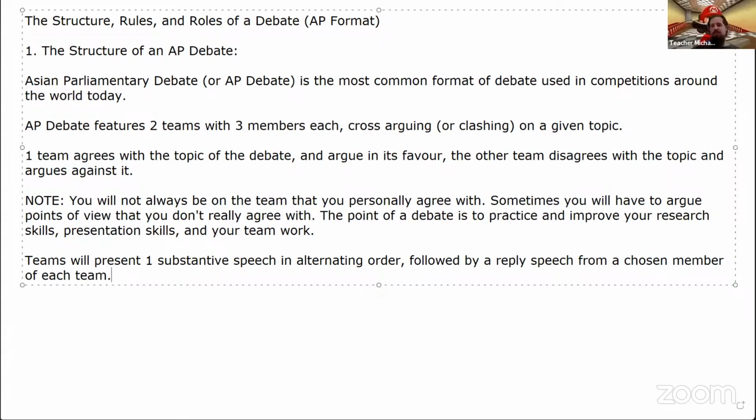Okay, so teams will present one substantive speech in alternating order, and we'll go through this in more detail shortly, but this is just a quick version of how a debate runs. So we'll have the proposition team speaker one, opposition team speaker one, proposition team speaker two, opposition speaker two, and so on. And then at the end of the debate, each team will select one member to deliver a reply speech. We'll go through all of that in a bit more detail.